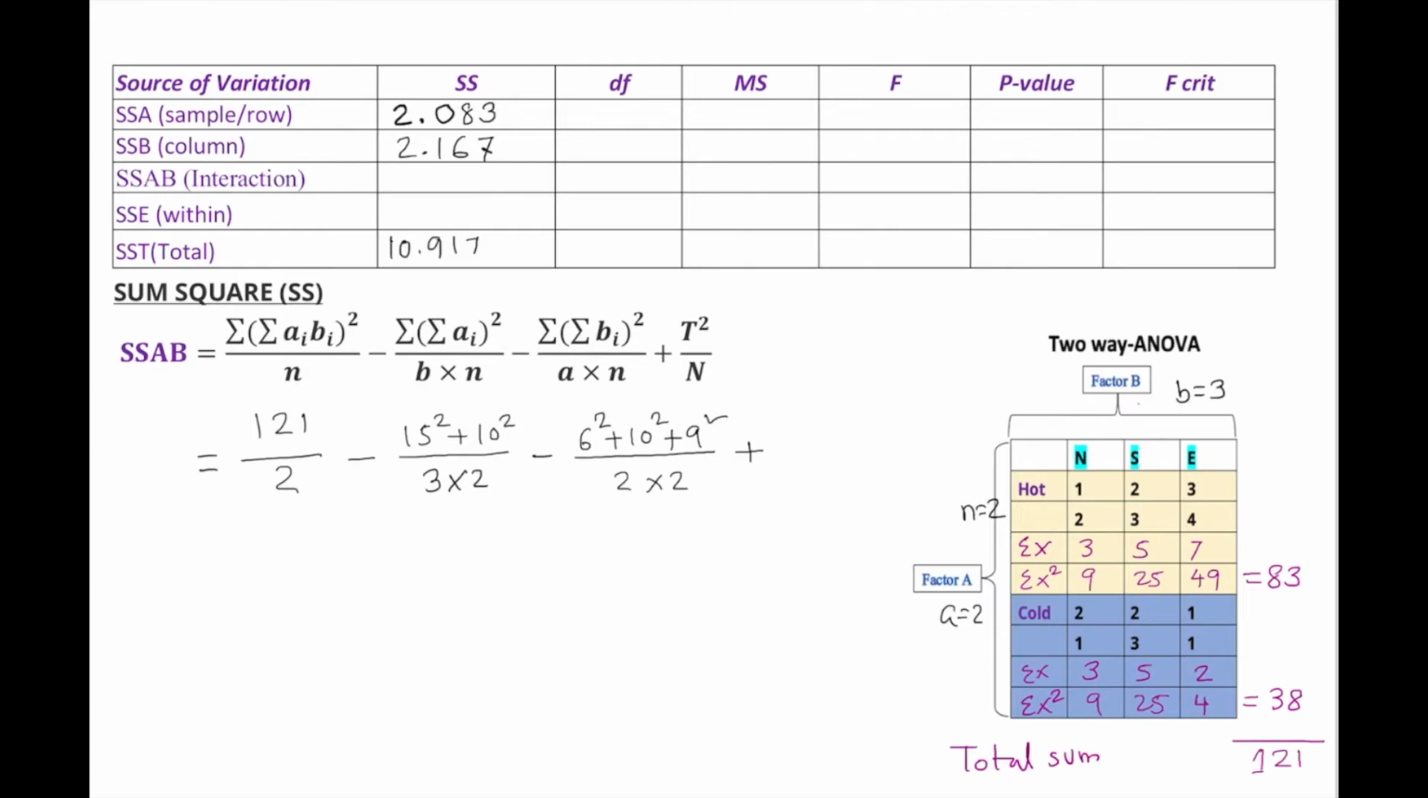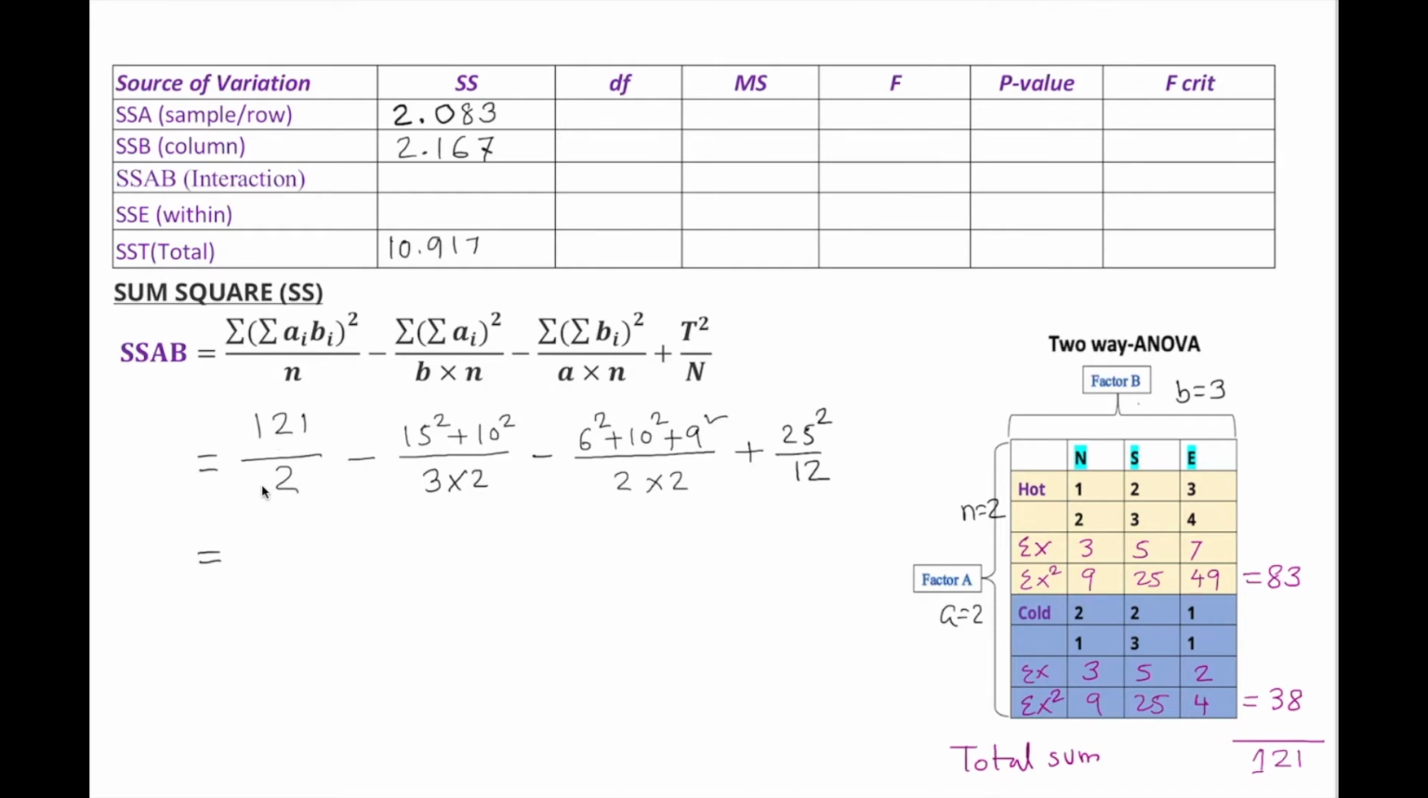Plus, remember, we are looking for interaction. So instead of subtracting, we're going to add this time. What are we going to add? Total square. We're going to add total square over n, 25 square over 12. If we just type this in a calculator, we will most probably get something. But of course, if you try to type everything in the calculator at once, you might get an error message or a wrong answer. It's always a wise idea to do this piece by piece.